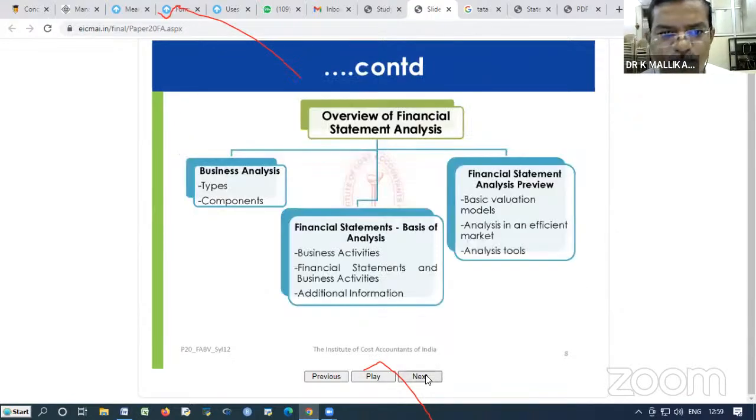Then for the financial statements, there are three different types of analysis. One is business analysis, the types and components, and the statement on the basis of business activities, financial statements and business activities, and additional information. The third one is financial statements as an overview and basic valuation models, analysis in an efficient market, and analysis tools also.